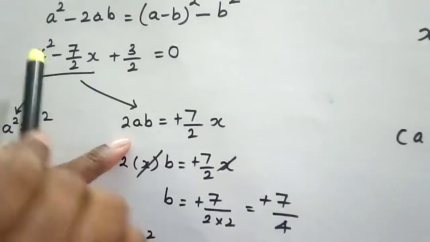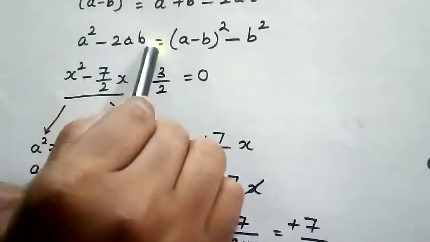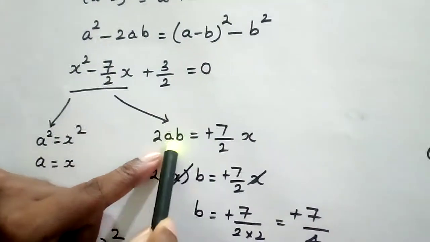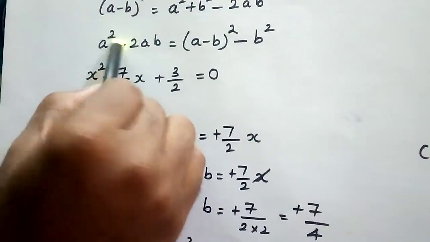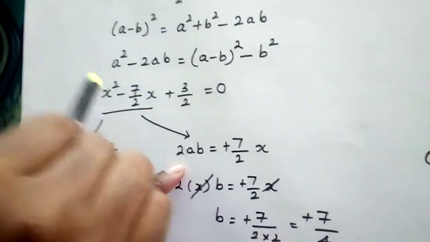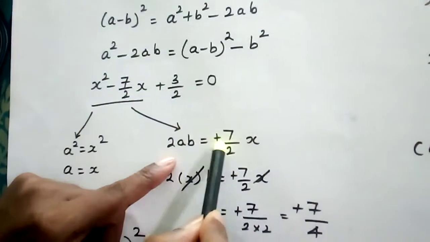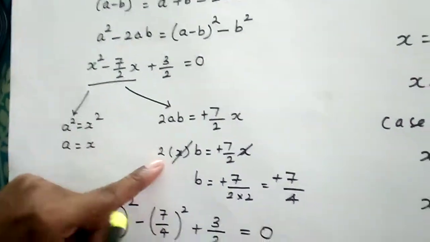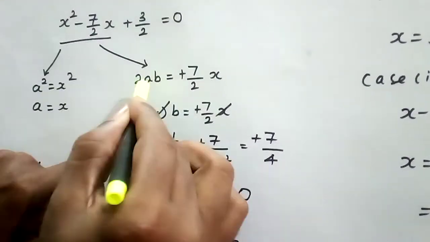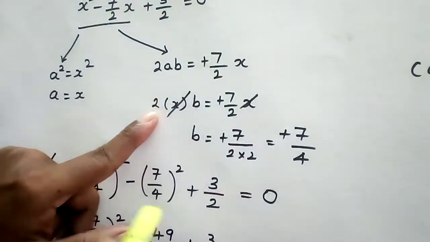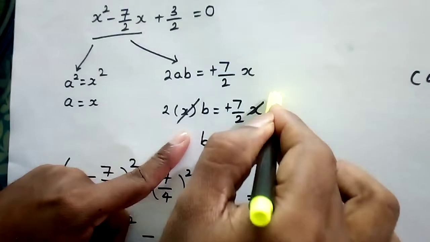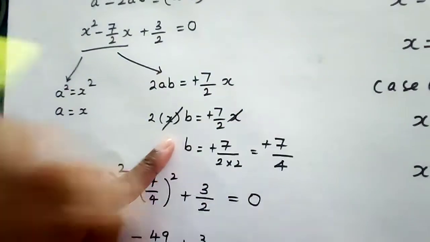Similarly, for the second term we use the formula for 2ab. So 2ab = (7/2)x, ignoring the minus sign for now. Next, we substitute the value of a. Since a = x, the x on the LHS and RHS cancels, leaving the same value.